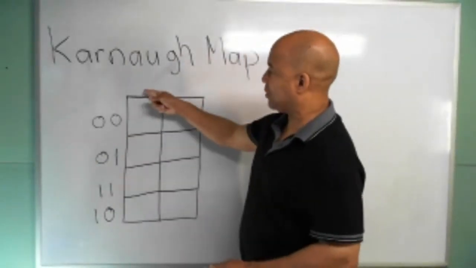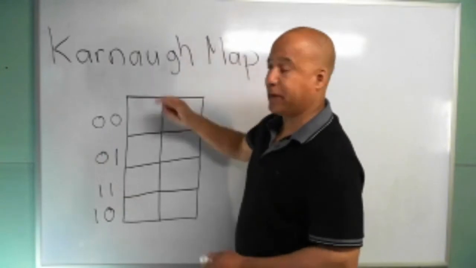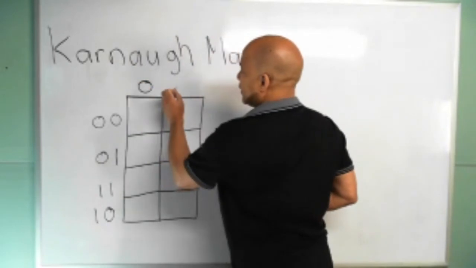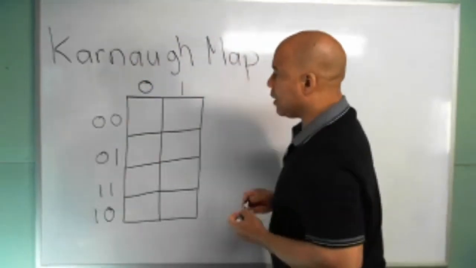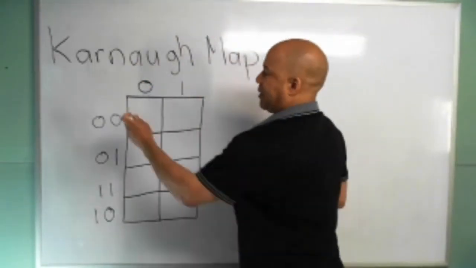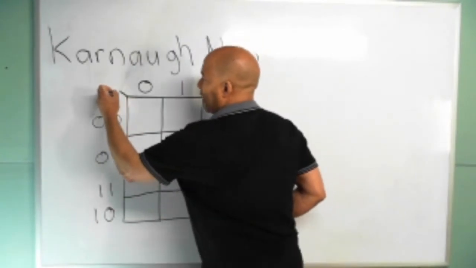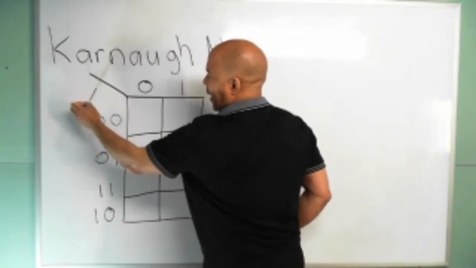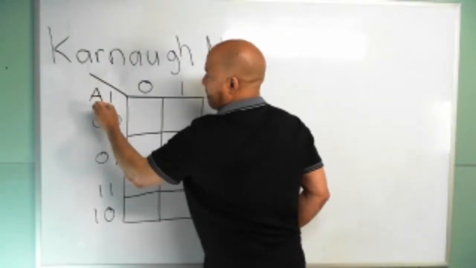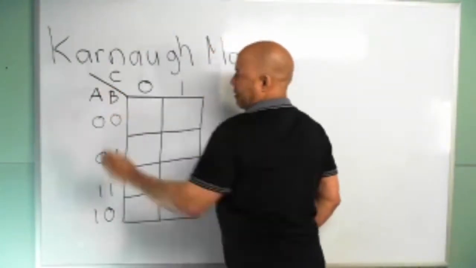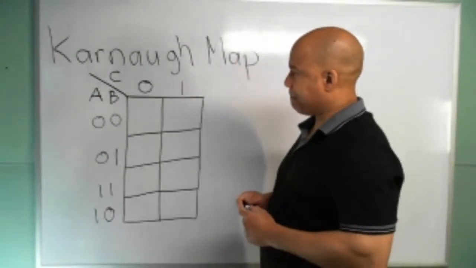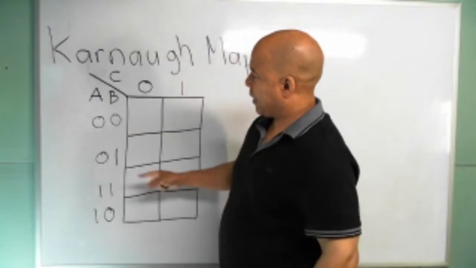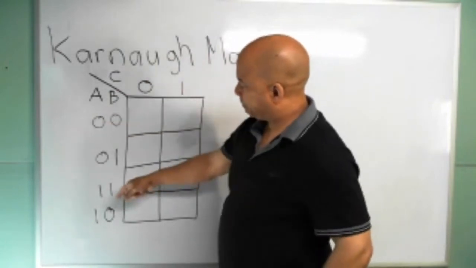Now you number the columns. In this case, you just use one binary digit. So this is column 0, and this is column 1. Now the way the numbering works is you put this little bar over here like that, and you write these variables A, B, C. So draw that on your paper. Variable A, B, C.